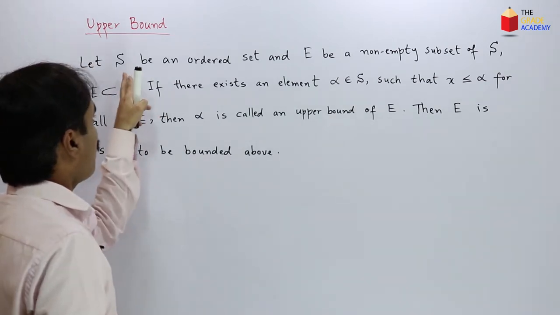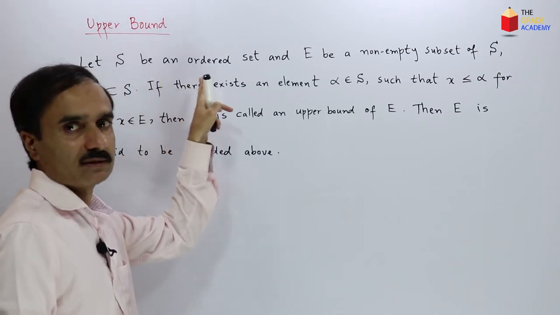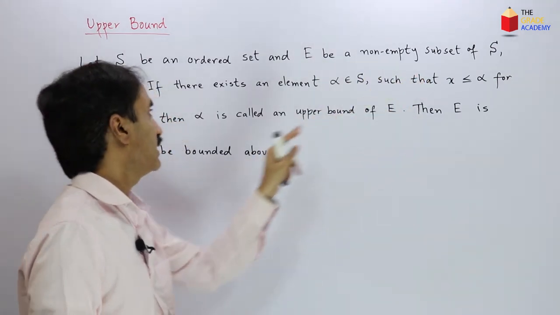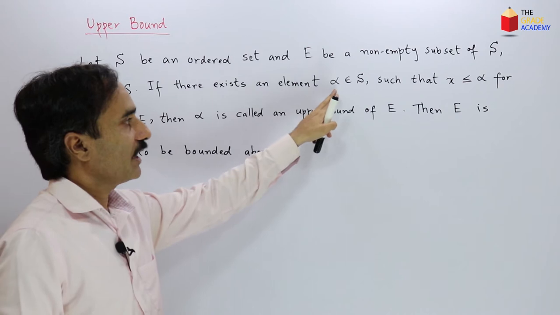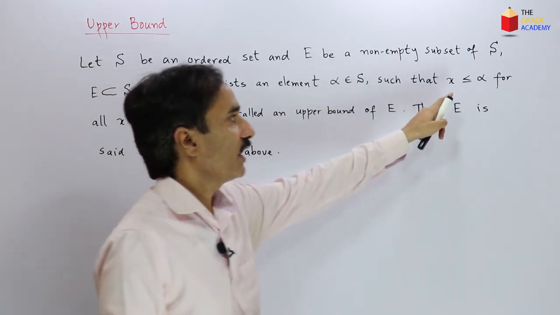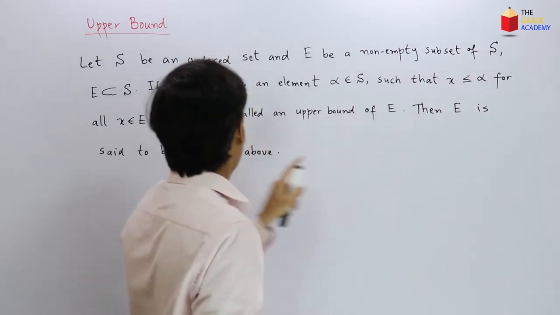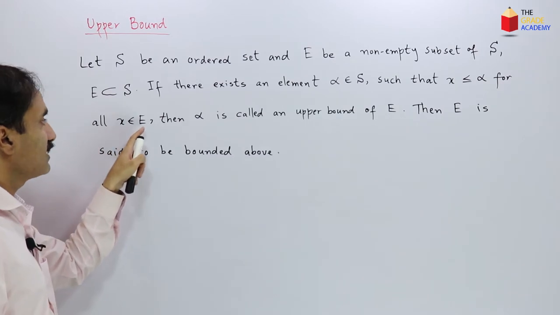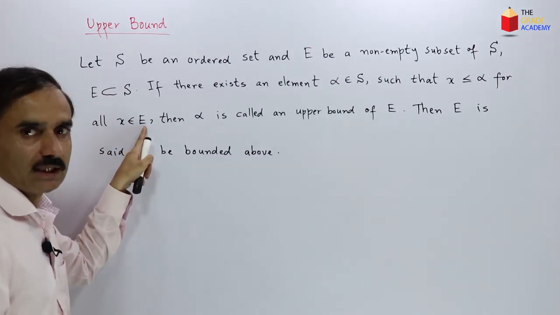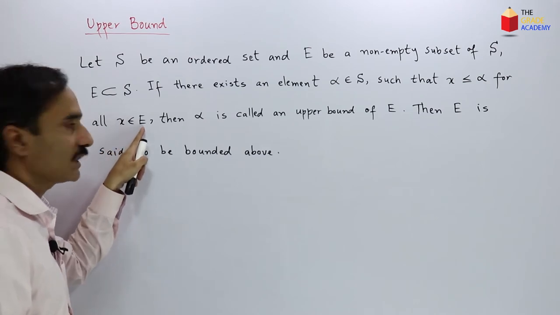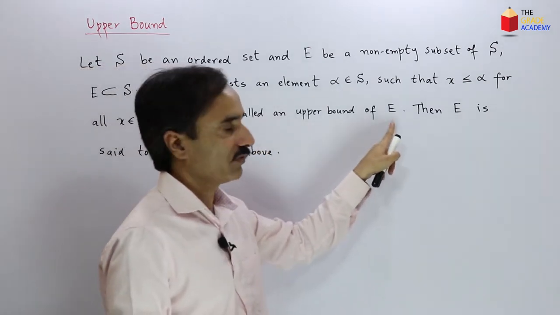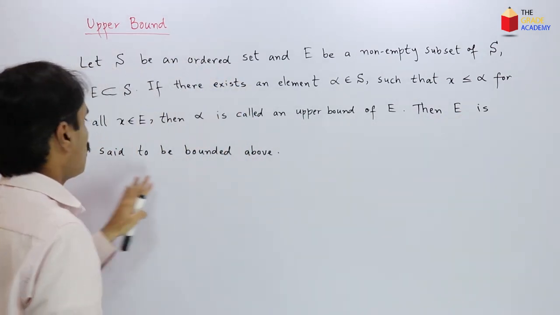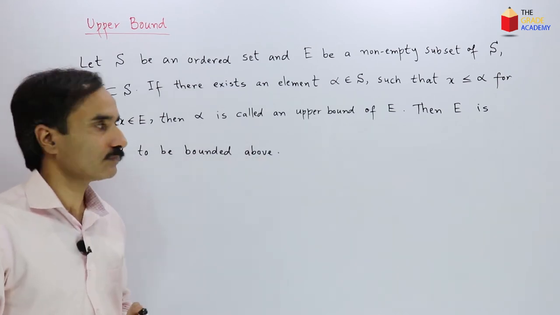So, for an ordered set S, if there is a non-empty subset of S, which is E, if there exists an alpha belonging to S such that x is less than or equal to alpha for all x belonging to E, or for all the elements belonging to the set E, then alpha is called an upper bound of E. And the set E is said to be bounded above.